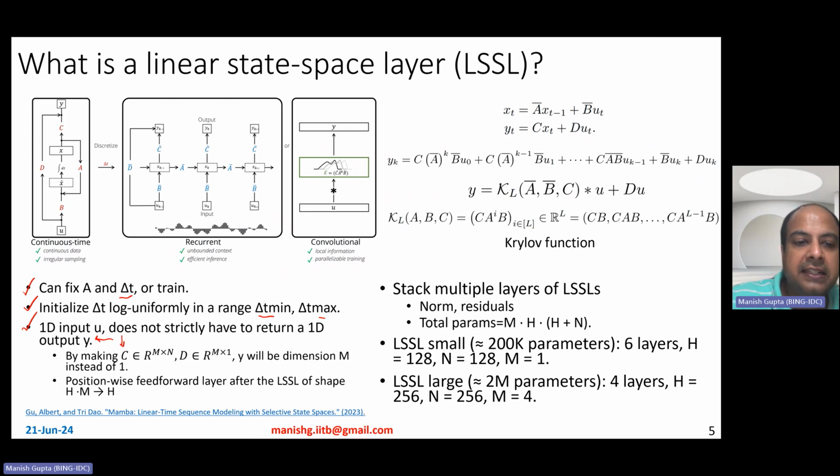Okay, so what you could say is that C is M cross N. And if C is M cross N, and of course you have to also change D, so D is M cross 1. In that sense, one U can actually give you M different Ys, okay? So that's that. However, if you have M different Ys, then there's a problem because you only wanted a single Y, but now you have M Ys.